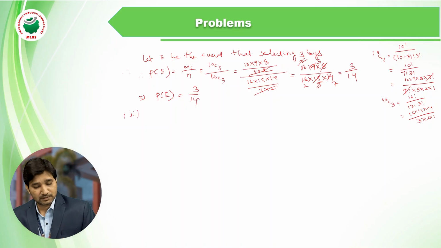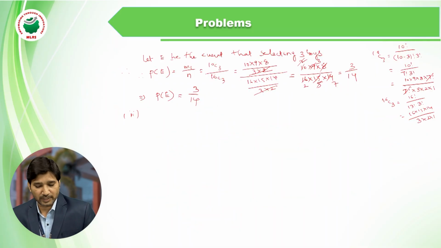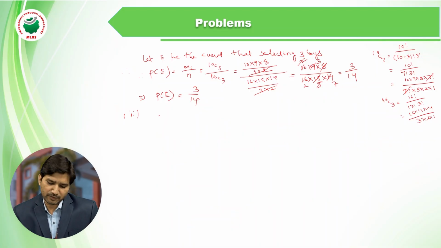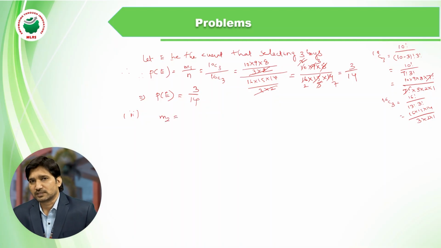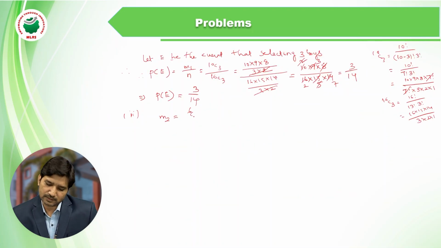Now the second part is exactly 2 girls are selected. This means the committee has chosen three members. Already there are 2 girls, and the remaining person is a boy. So 2 girls and 1 boy. Here the favorable cases are M2. M2 means 2 girls out of 6 girls, 6C2, into boys 10C1. That is 6C2 into 10C1, the M2 favorable cases.